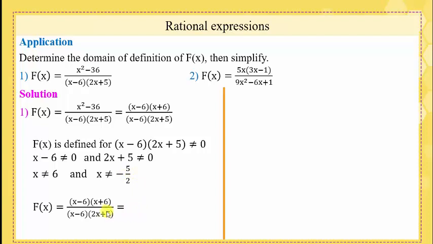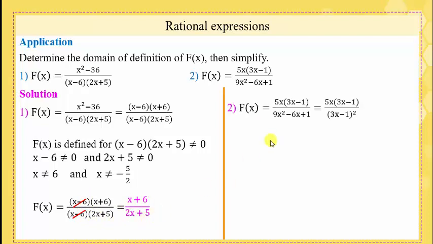Step 3. We must simplify. So we write f of x in the factored form, and then we have x minus 6 as a common factor between the numerator and the denominator. So we simplify x minus 6 by x minus 6 to get (x plus 6) over (2x plus 5). Part 2. f of x equal 5x(3x minus 1) over (9x squared minus 6x plus 1). Step 1. We must factorize. In the numerator we have a product of two factors, so it is written in the factored form.